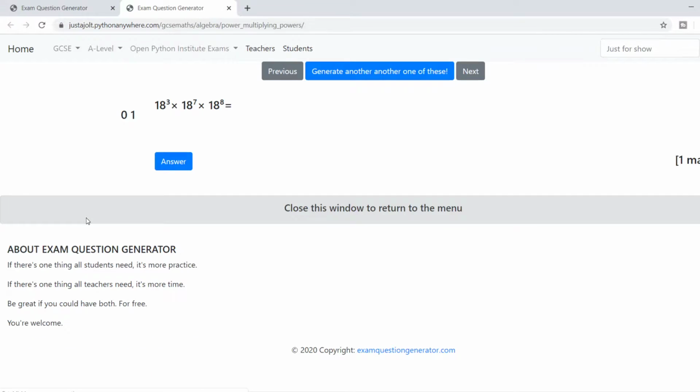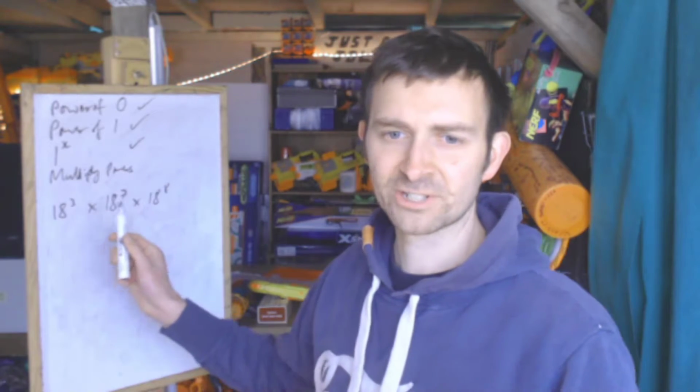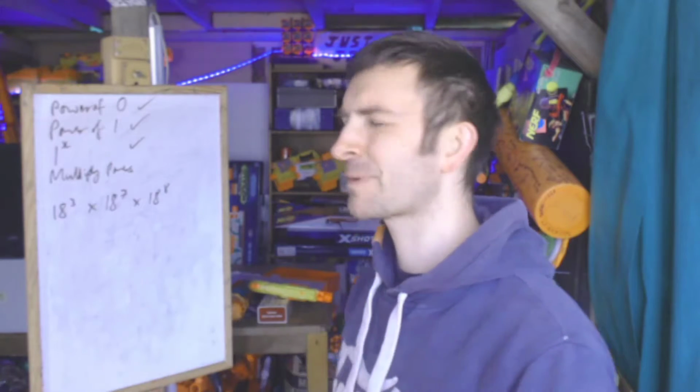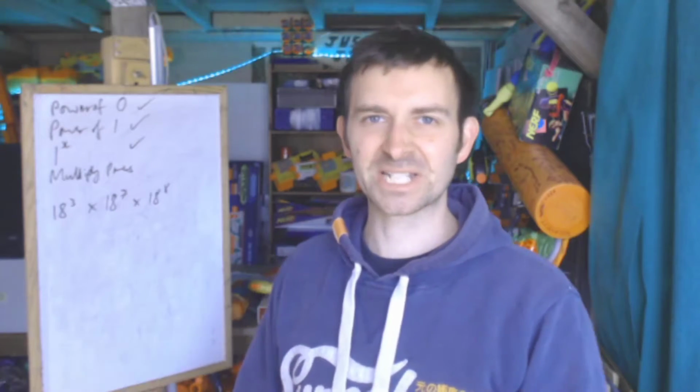So multiplying powers together. The example that we've got up there is 18 to the power of 3 times 18 to the power of 7 times 18 to the power of 8. Now, I can tell you right now that I am not going to go writing all of these out. I'm just not, because that's like writing 18 out 7 times, 8 times. Mathematicians are lazy. Physicists are lazy. Everybody in all of these kind of STEM subjects are as lazy as possible.